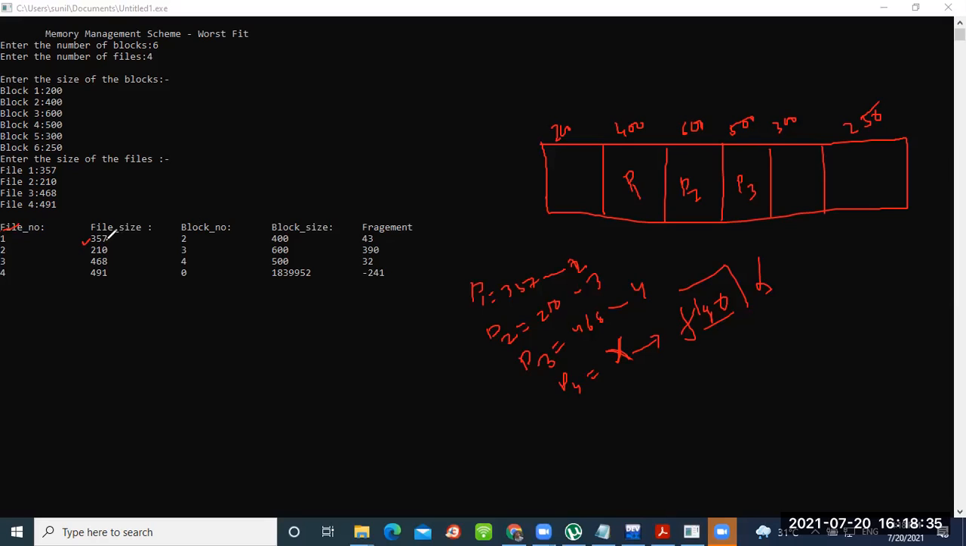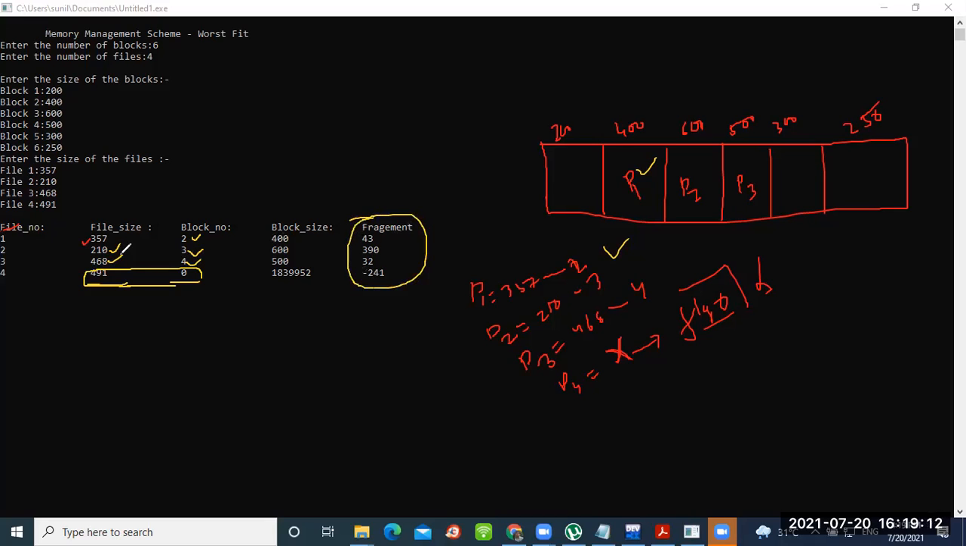Now you can see process 1 is assigned to which block? Second block. Yes or no? Yes, it is assigned to the second block. Now process 2 is assigned to the third block, process 3 is assigned to the fourth block, and process 4 has block number 0. That means it is not assigned to any of these blocks. Now here the block size is given, along with that fragmentation is also given. Fragmentation is the amount of memory that is wasted.